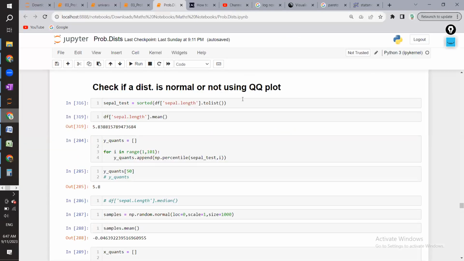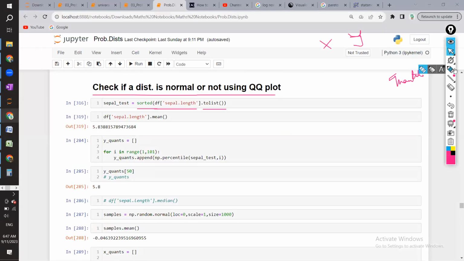Similarly, here also, the idea is to find out the quantiles of two distributions. Let's say one is a normal distribution, which we will assume, but the other is our test distribution. We are testing whether this is a normal distribution or not. We don't know. Here I have Y, so let's say Y is our test distribution and X is a normal distribution. I don't know whether Y, which is my sepal length, is a normal distribution or not. I want to test it.